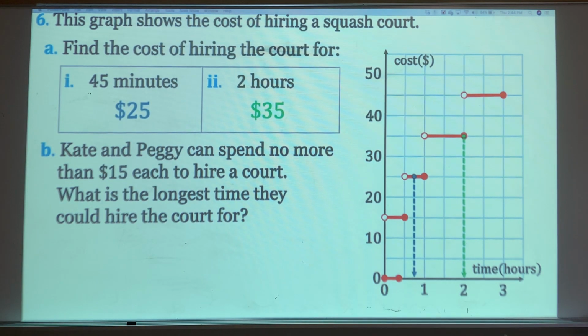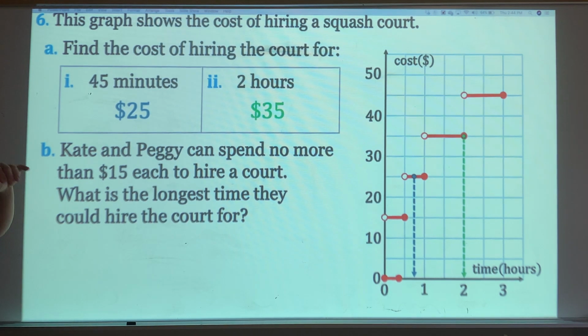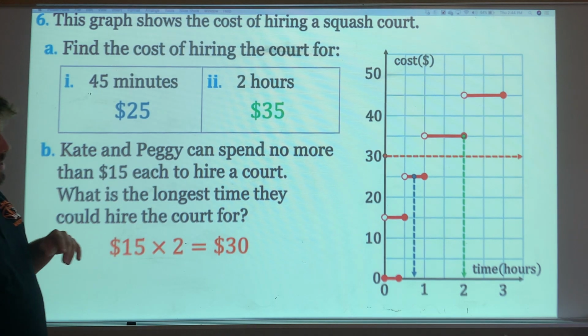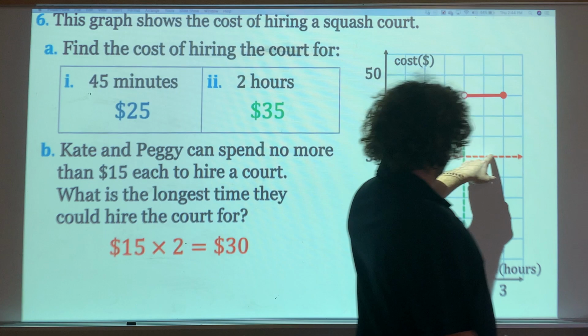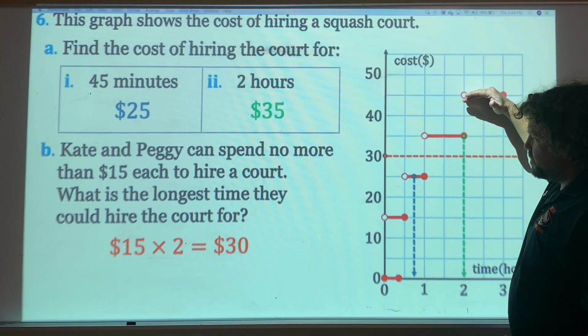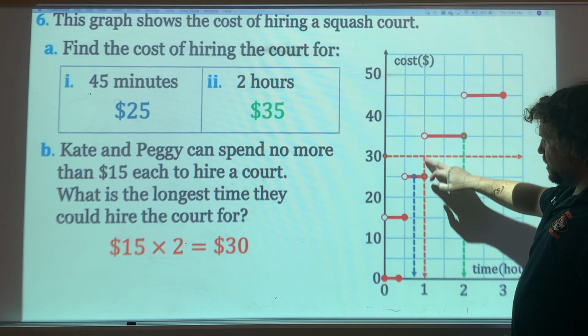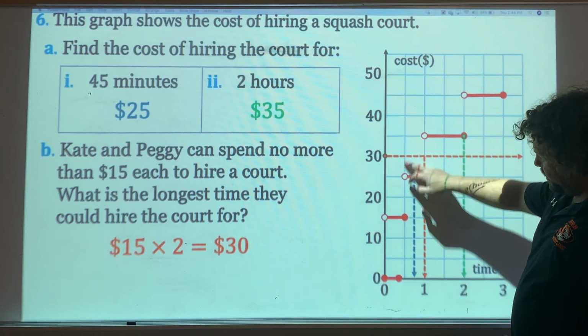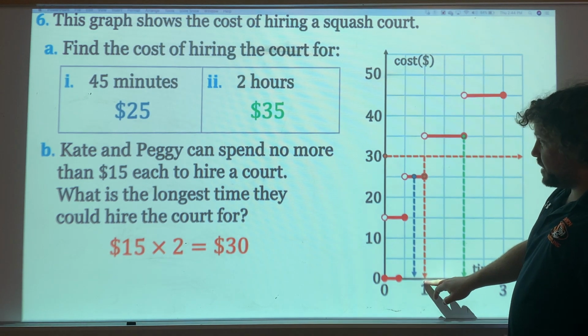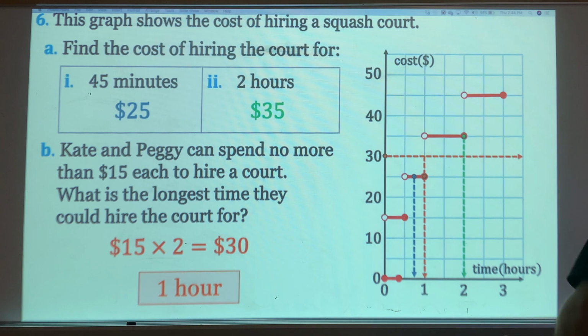Now, if they can each spend no more than $15 to hire a court, what's the longest they can rent the court for? Since they each spend $15, how much money do they have? They have $30. How long can they get the court for? They can't get it for this long or this long because that's more than 30, that's 35. They would have to go down here. The longest amount is anywhere from a half hour to an hour, so the longest they can rent it for is 1 hour. Right?